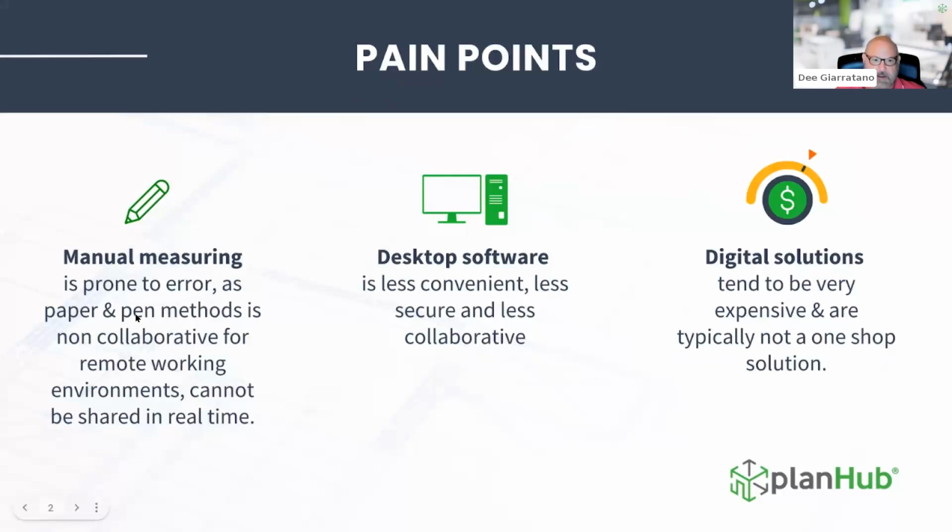Manual measuring, as many of you know, is prone to error. Pencil and paper just don't get it. It's not collaborative for remote working, and it cannot be shared in real time. These are all obvious things, of course. Desktop software is less convenient, and less secure and less collaborative. Digital solutions tend to be very expensive and are not typically a one-shop solution like PlanHub is.